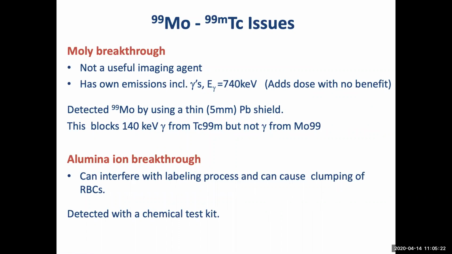There are potential issues with the generator we need to be aware of. The first one is moly, or molybdenum, breakthrough, and alumina ion breakthrough. During the extraction of technetium from the generator, molybdenum-99 decays to technetium, and the normal saline extracts the technetium-99 from the molybdenum. But still, molybdenum-99 sometimes goes with the saline into our vial. So inside that vial of technetium, we still have some molybdenum-99. This molybdenum-99 is not useful as an imaging agent and has its own emission. The energy is 704 keV. It's very high energy. We don't need it for the patient, and it's not useful for imaging.